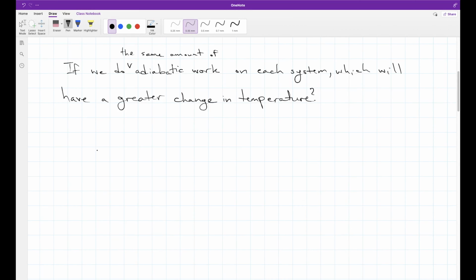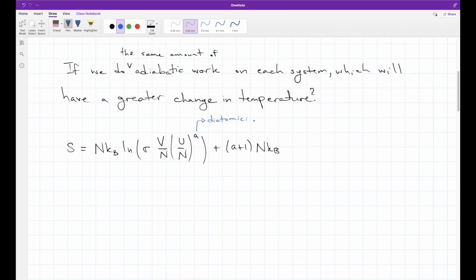Well, we need to look at what the internal energy and entropies are of each of these. And when I say the internal energy, it would make sense to look at it in terms of the temperature. Okay, so let's do that. Recall that S is equal in either case to N k_B times the log of sigma times V over N times U over N to some constant little a. Okay, and then plus some constant, and this constant in either case turns out to be (a plus 1) times N k_B. Now, just to remind you, for the diatomic ideal gas, a was 5 halves, so that a plus 1 was 7 halves. Whereas for the monatomic ideal gas, a was 3 halves. Wonderful.